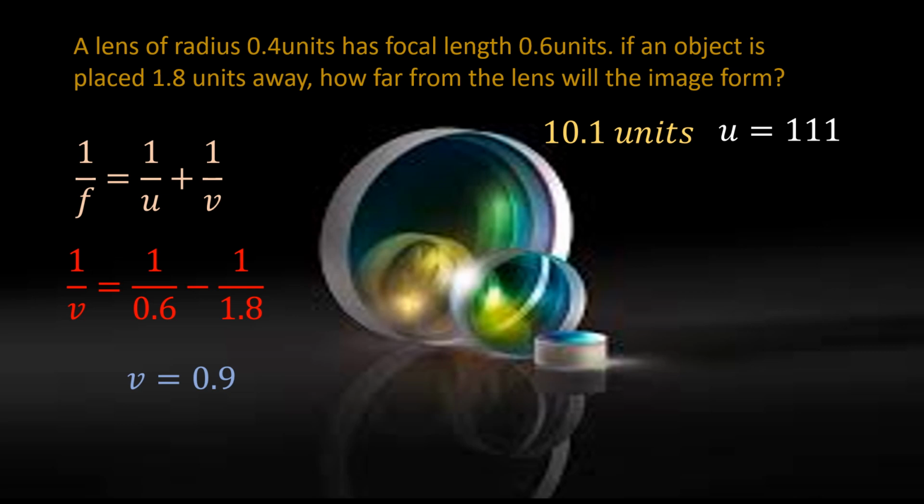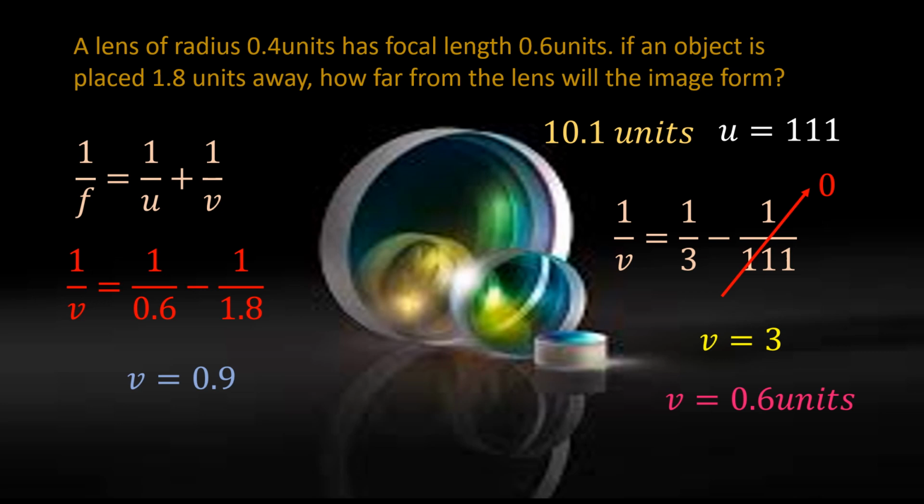Maintaining f equal to 3, the equation becomes 1 over v equal to 1 over 3 minus 1 over 111. 1 over 111 is equal to 0, according to our definition. So, v is equal to 3. This tells you that the image will form at the focal length, which translates to 0.6 on the scale. So infinity is not an unimaginary big number, or whatever kind of number you were taught to be. It is a relative term, just like 0.